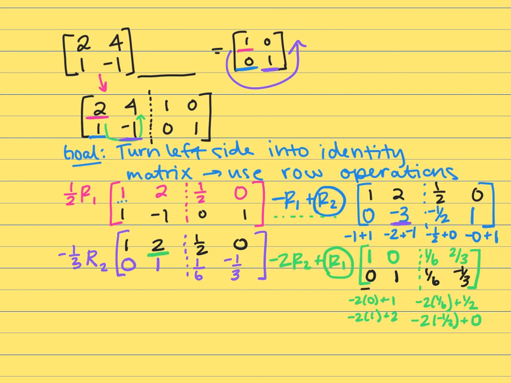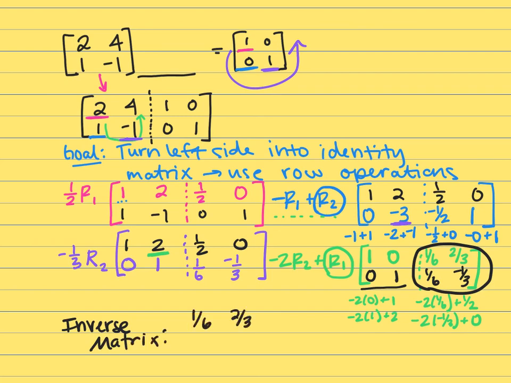So now, the left side is that identity matrix, the 1, 1, 0, 0. What this right side turned into is our inverse matrix. So our answer here, our inverse matrix, is 1/6, 2/3, 1/6, negative 1/3. So essentially, to find the inverse, we want to find how we can undo the original matrix by going through this process and having this identity. We're figuring out what are the opposites, essentially, as far as matrix multiplication is concerned, in order to find that inverse.